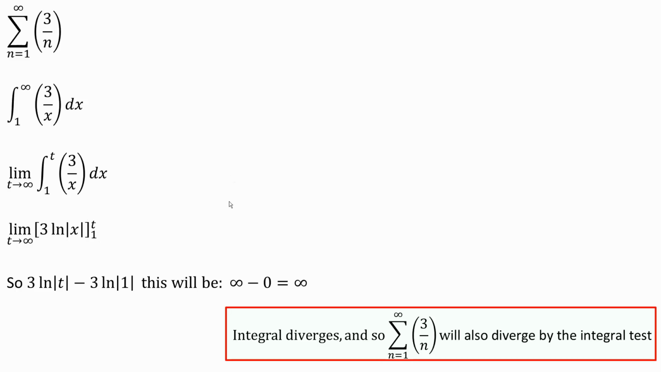If you're not really familiar with taking integrals, I think that would be your first step. So if you don't really see how we go from this to this, I would definitely recommend watching a tutorial video on integrals. And lastly, we just plug in the values. So 3 ln t minus 3 ln 1. And this would be like infinity minus 0. And so we would get infinity. And so the integral diverges, and so the series will also diverge by the integral test.